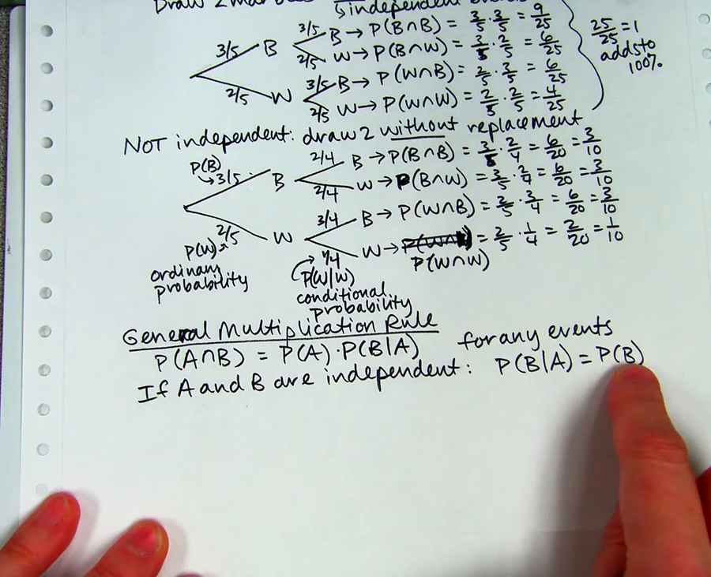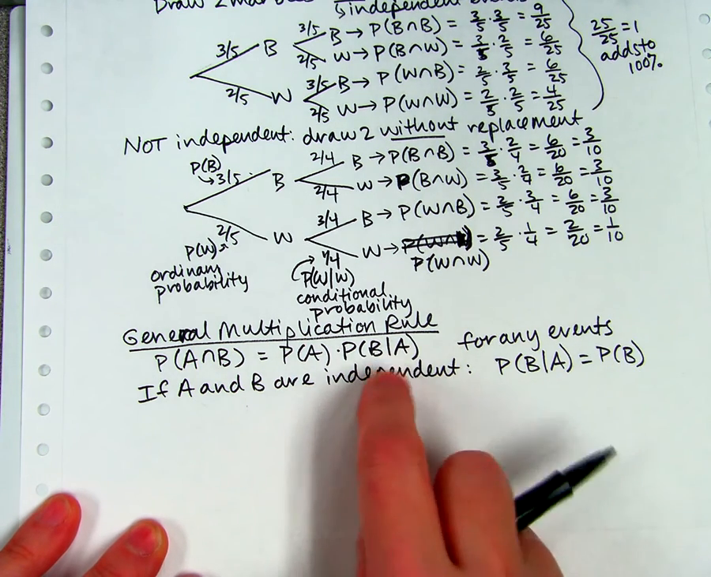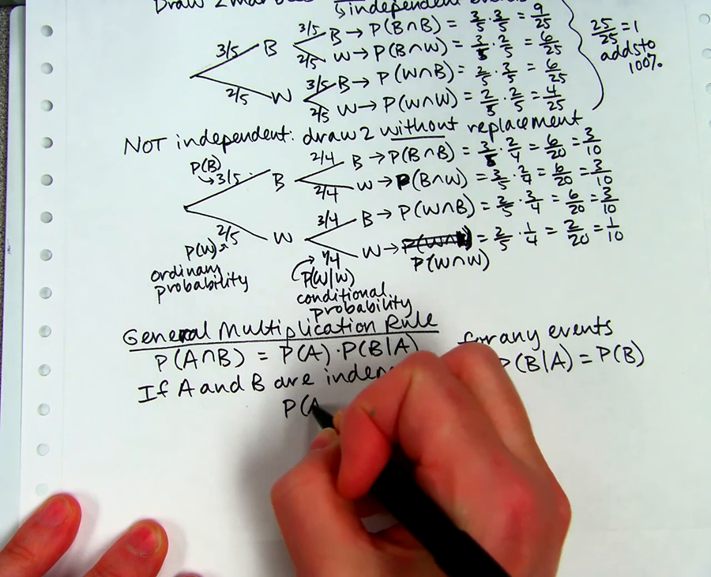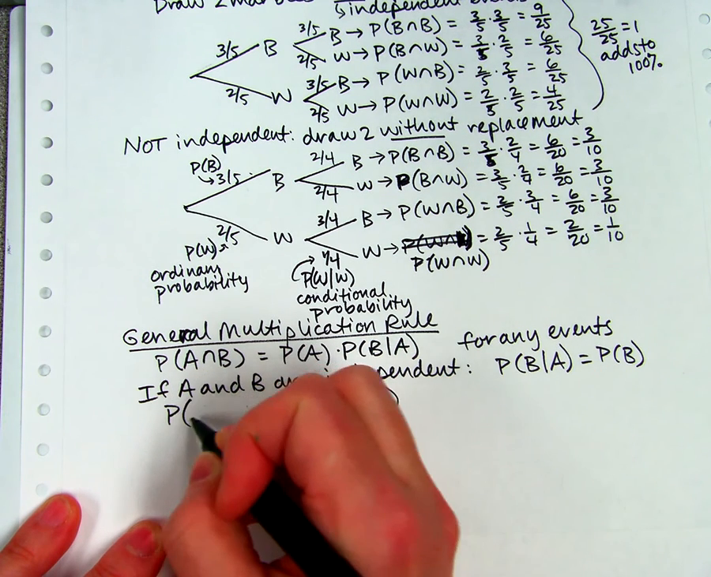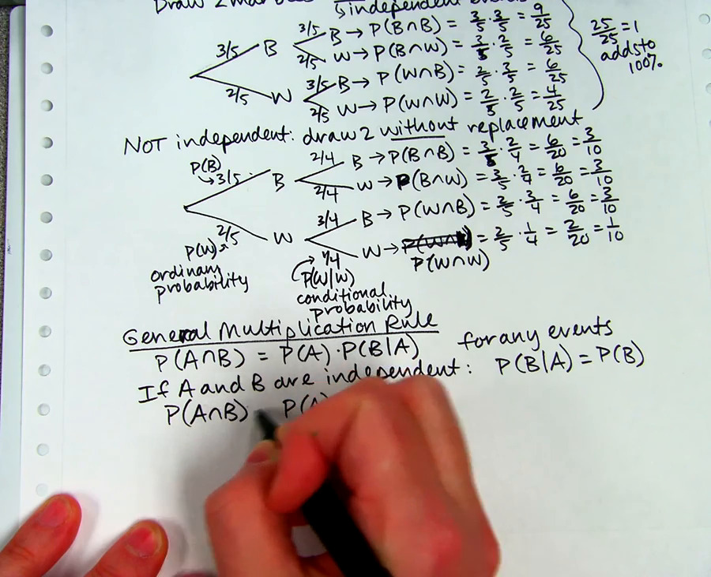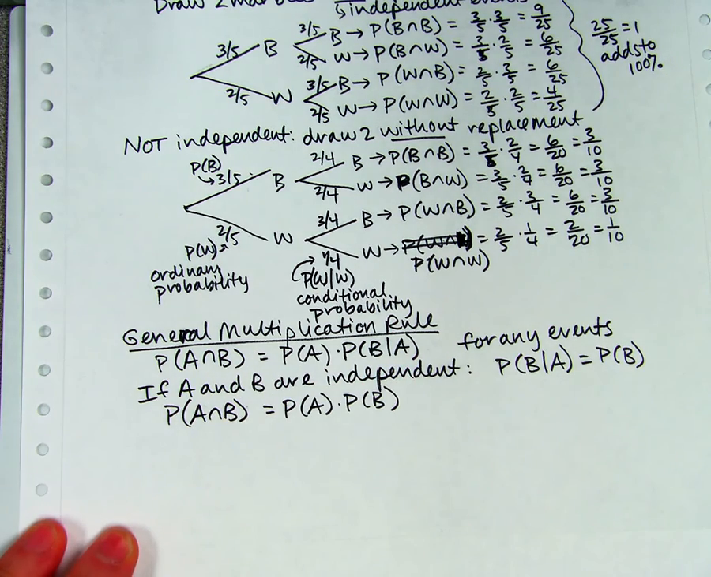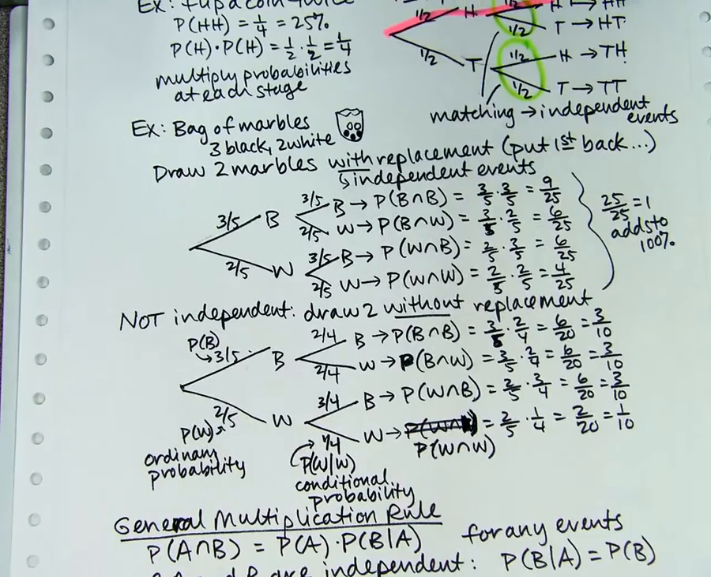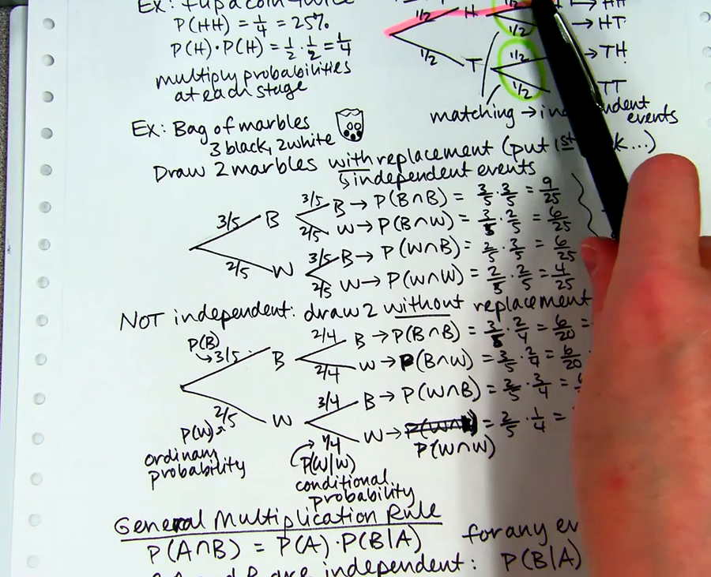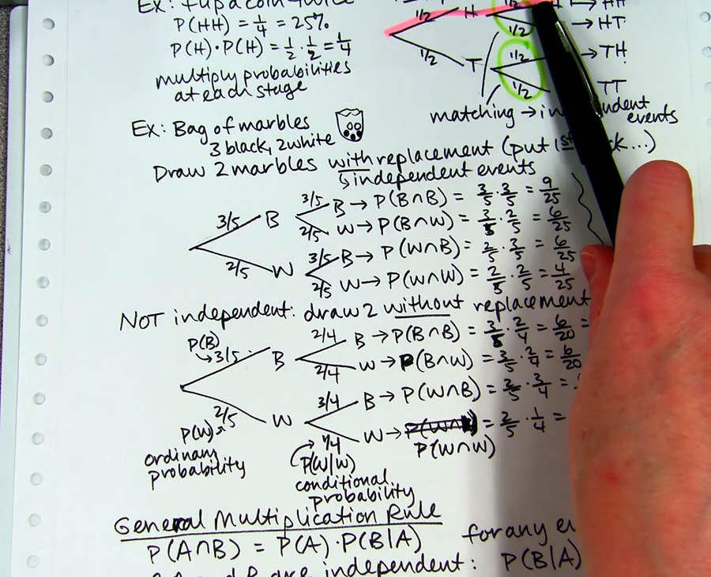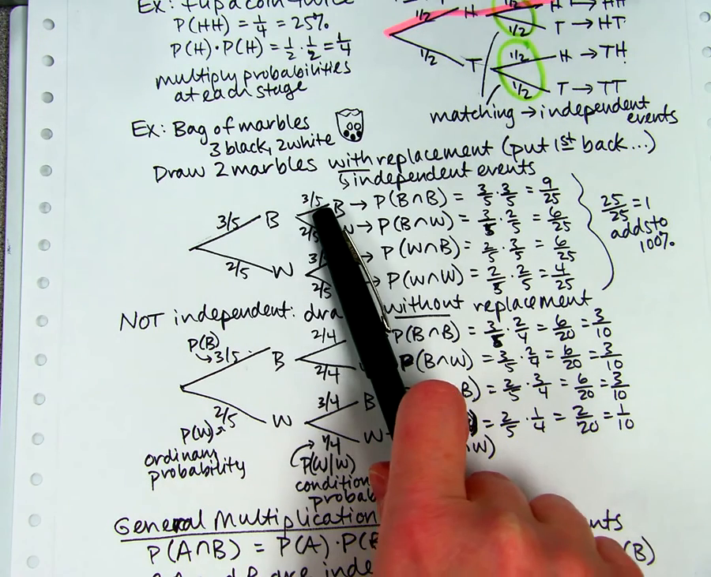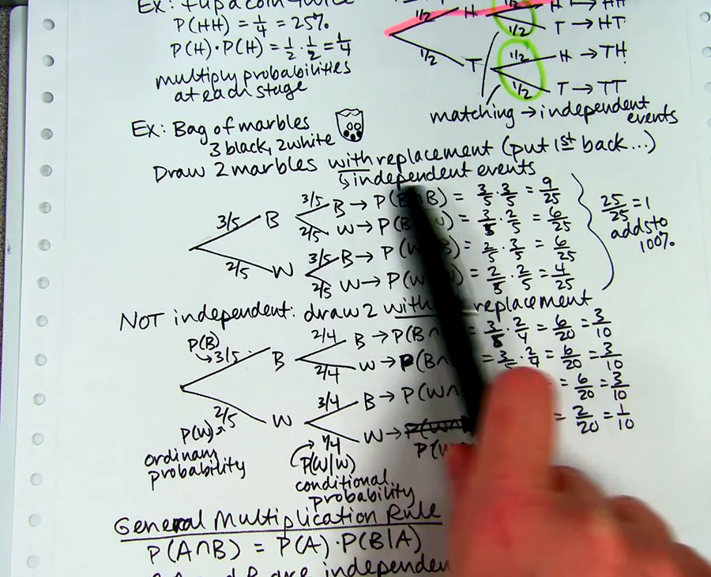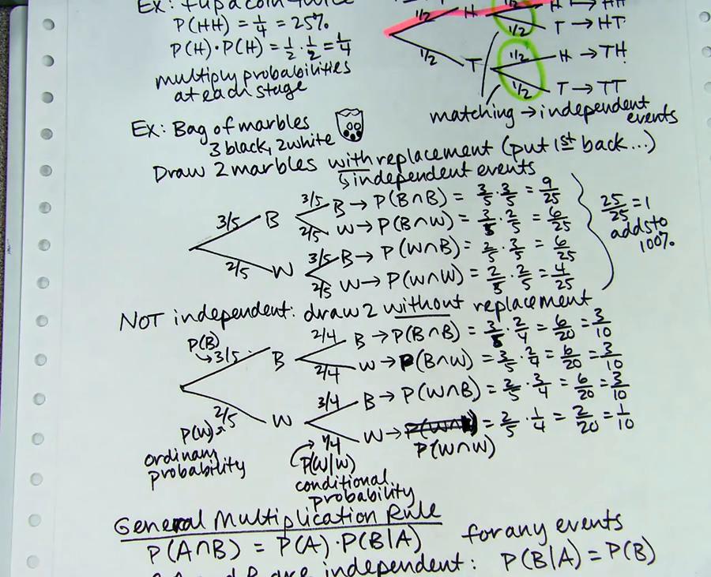If that's true, then you can replace the second one with P of B. So instead you would do this and just multiply the two probabilities together, which is what we did on our independent examples up above. We multiplied probability of a head times probability of a head, and we didn't mess with the givens because given didn't matter. On this one, we multiplied probability of a black times probability of a black, and they're the same probability twice, and we just multiplied it. It was easy.